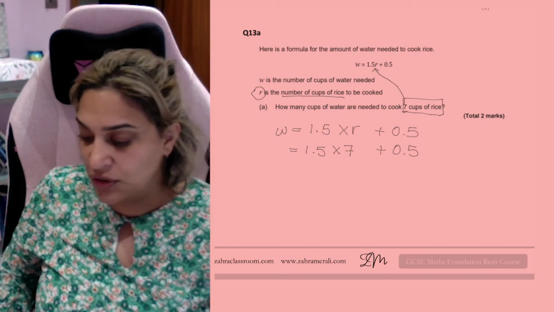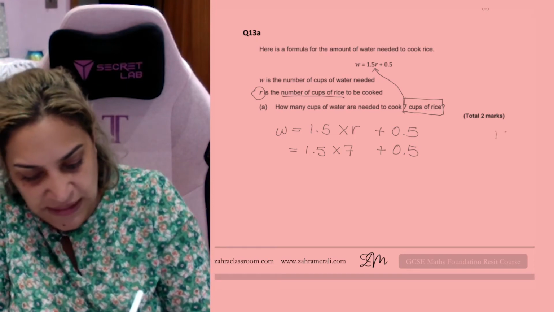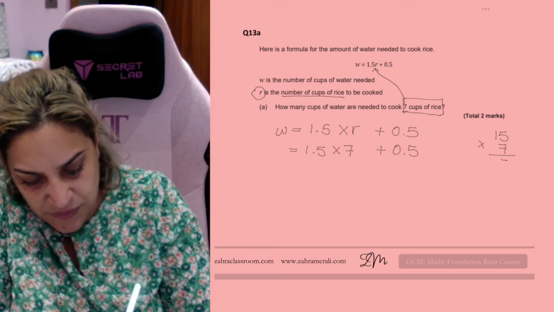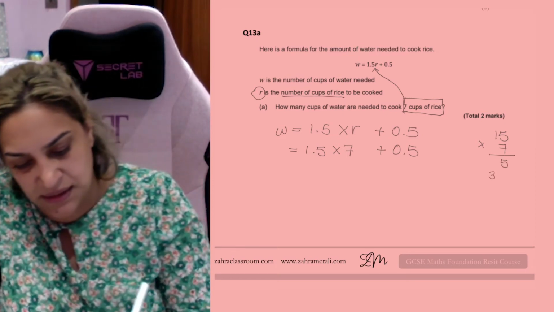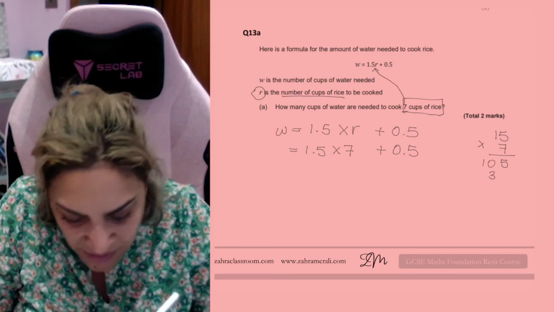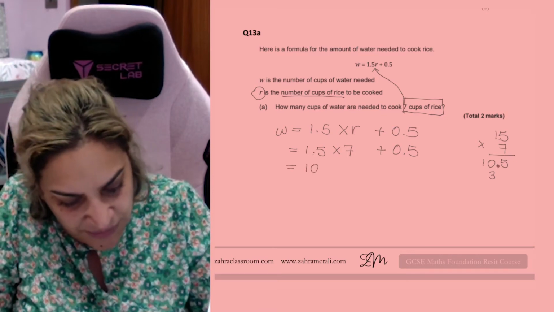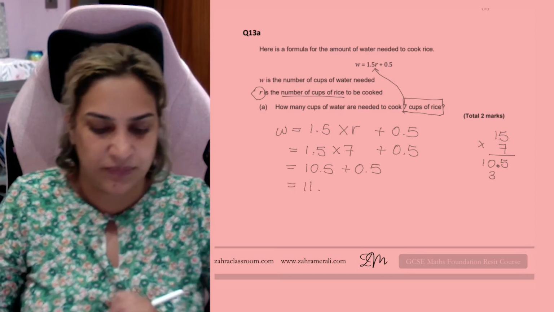You would do a long multiplication. You would do 15 times 7, which gives you 105. There's one number after a decimal place, so you'd have to put that there. So you've got 10.5 plus 0.5, which gives us 11.